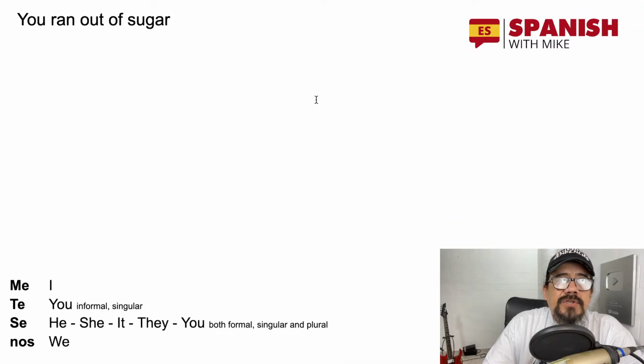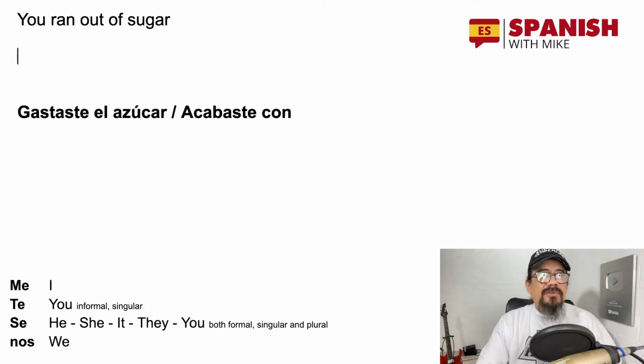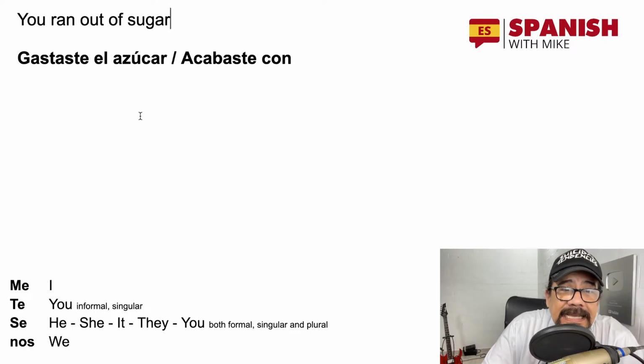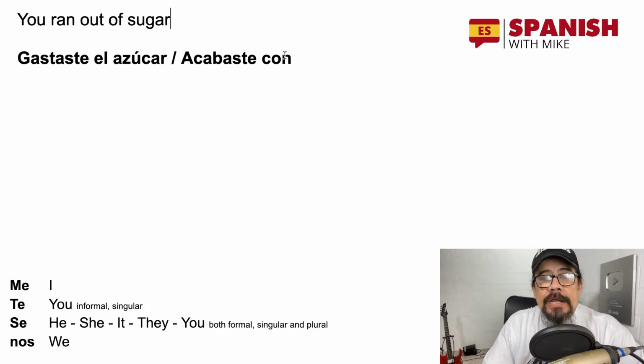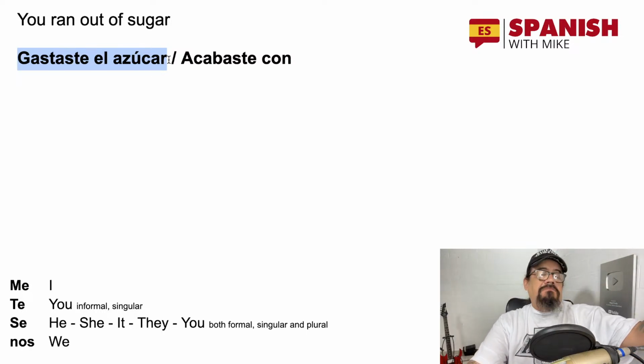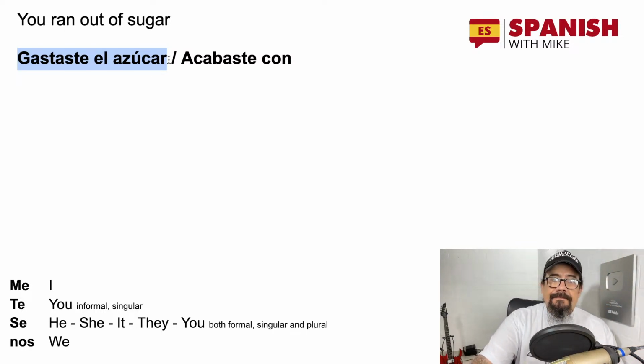You ran out of sugar. Same thing. You ran out of sugar. This is very interesting because this could be said in Spanish in two ways. Gastaste el azúcar or acabaste con el azúcar. In this sentence, subject, verb, object means that, oh, it was your fault, right? Well, you're responsible for doing that.